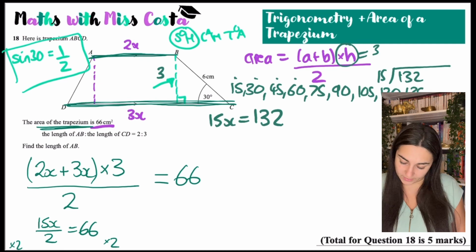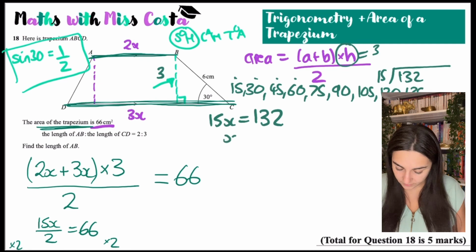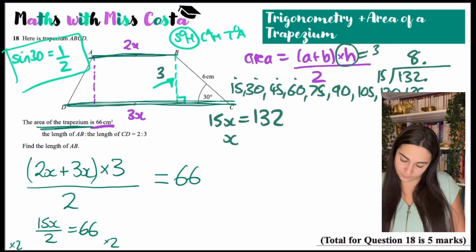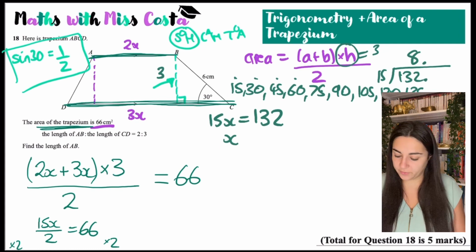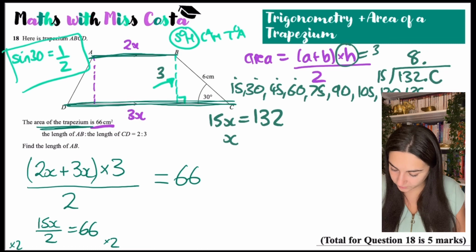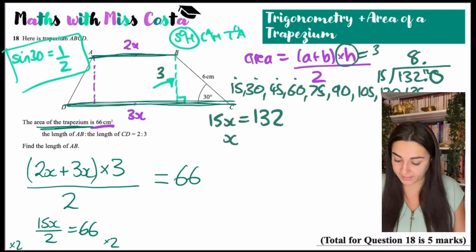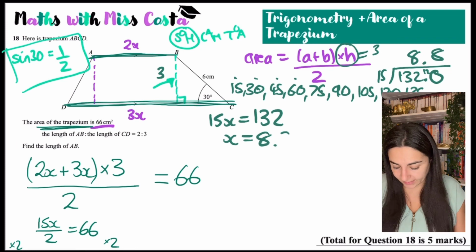Okay, so we know that 15s into 132 go 1, 2, 3, 4, 5, 6, 7, 8. 8. Remainder from 120 to 132 is 12. So we put a 0 here and the remainder of 12. So how many 15s go into 120? 1, 2, 3, 4, 5, 6, 7, 8. 8.8. So x is 8.8.